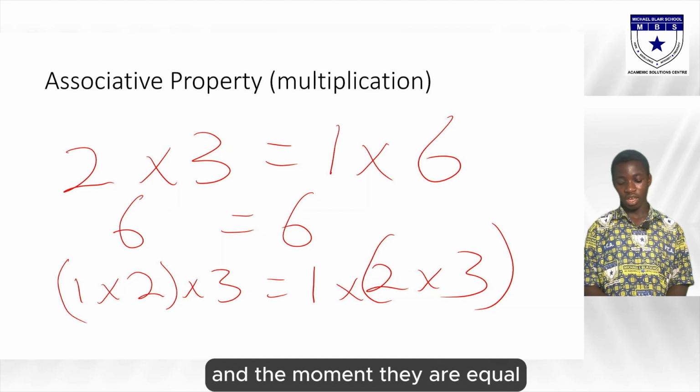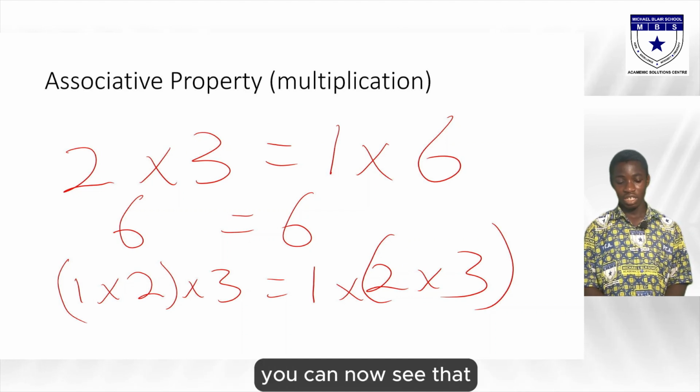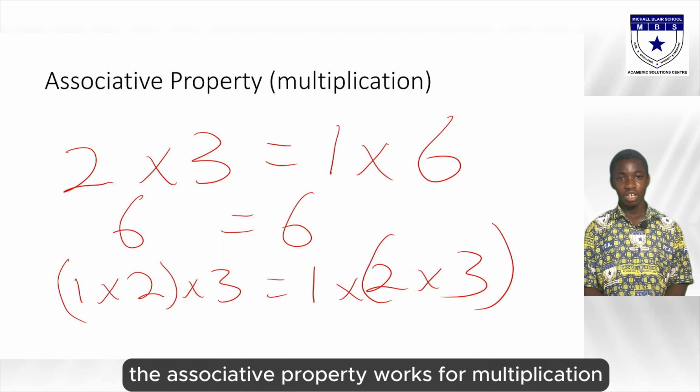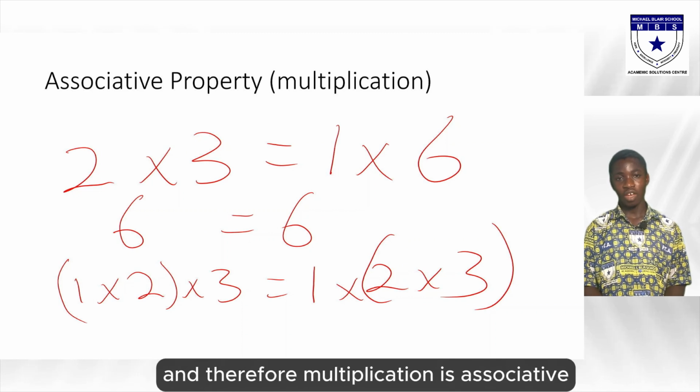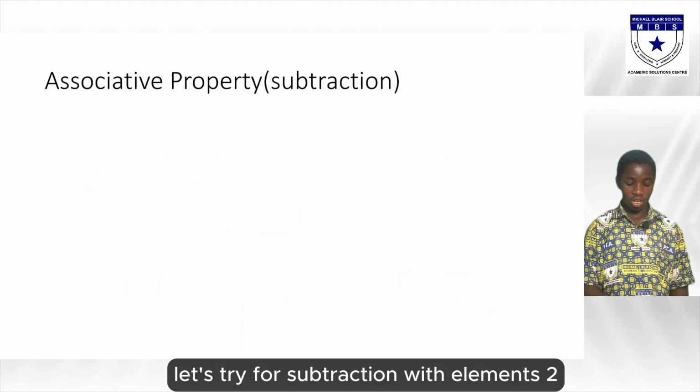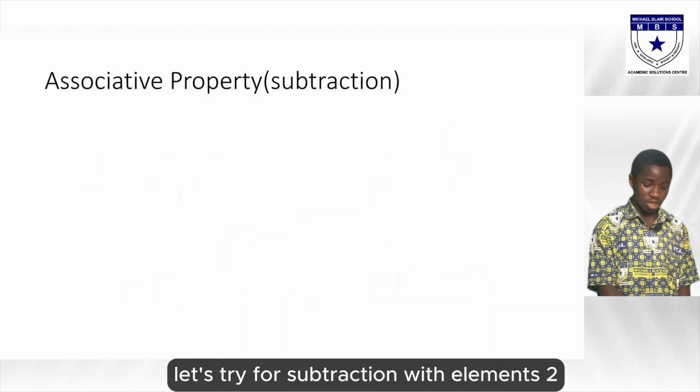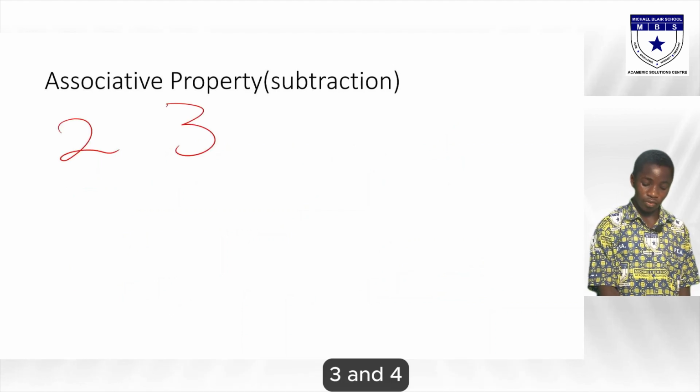And the moment they are equal, you can now say that the associative property works for multiplication, and therefore multiplication is associative. Let's try for subtraction with the elements 2, 3, and 4.